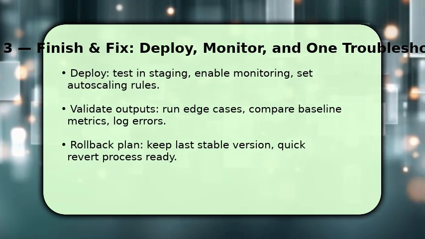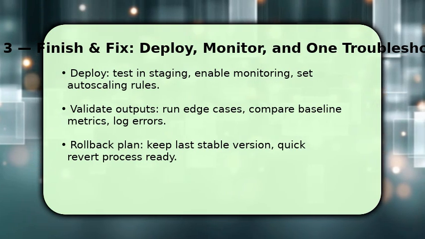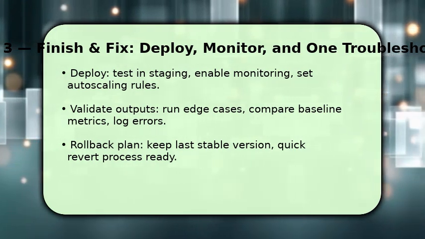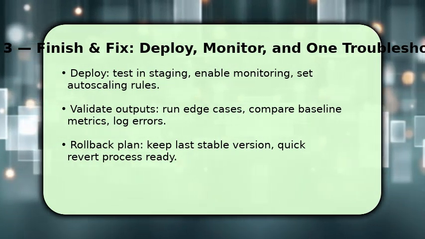If issues appear, use the rollback plan, revert to the last stable checkpoint, review recent config changes, and rerun failing tests. One key troubleshooting tip: if outputs drift, retrain on fresh.